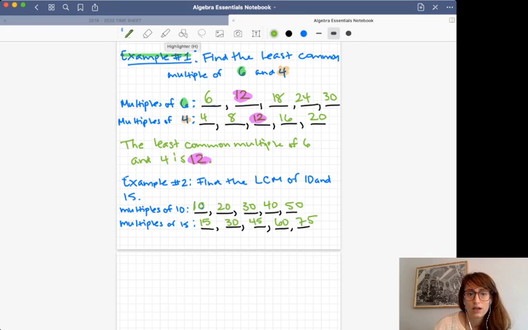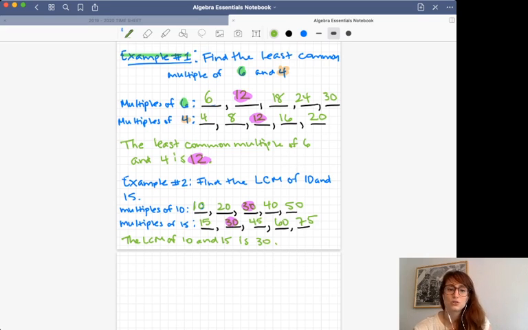And now I look for which number is the smallest that they have in common. So here, the number I see is 30, so that means that's how I'm going to write my answer. The LCM of 10 and 15 is 30.